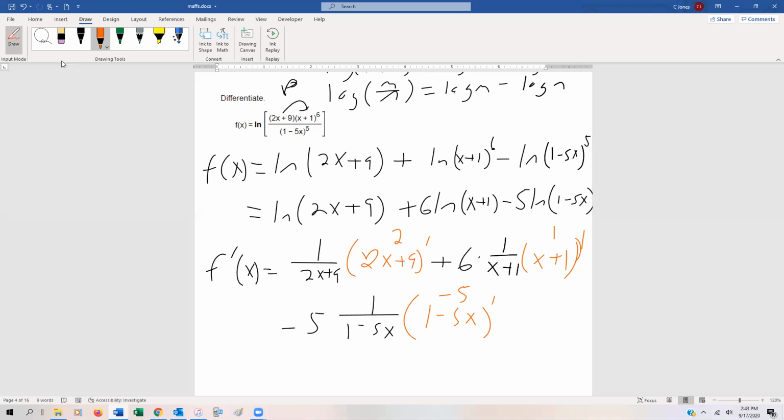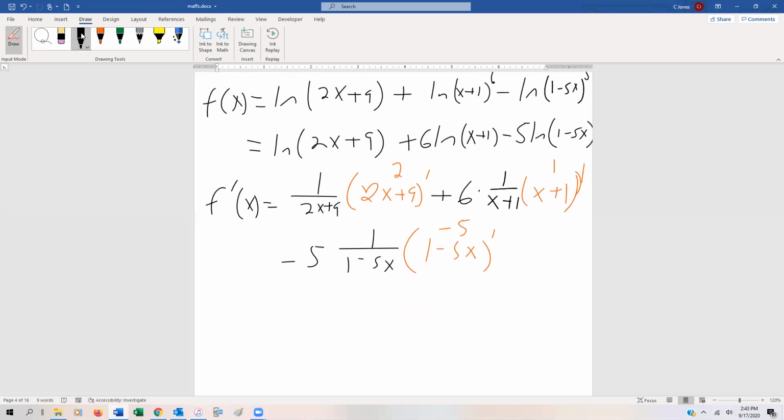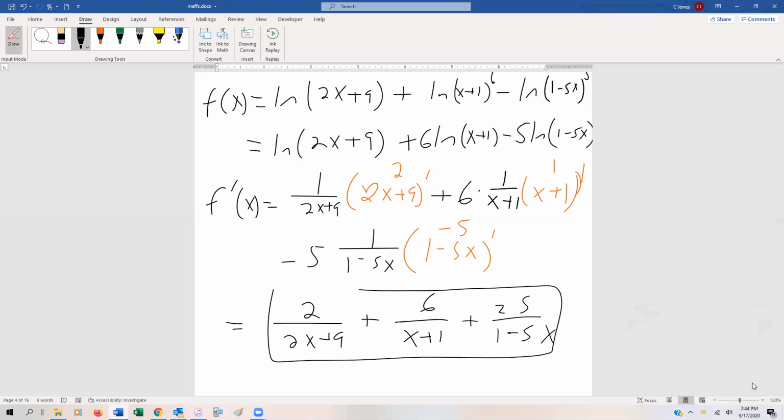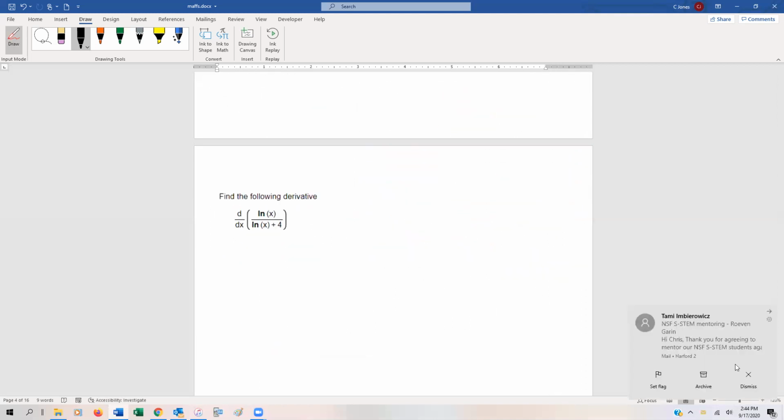And what we could do is just multiply each of the coefficients, either in the numerator or out front, by whatever the derivative is. So our final answer for this is 2 over 2x plus 9 plus 6 over x plus 1. And then we have negative and negative, which is going to turn into a positive, and that is going to turn into 25 over 1 minus 5x. And that's going to be our final answer for that derivative. All right, much easier again than trying to use all the rules on this thing.